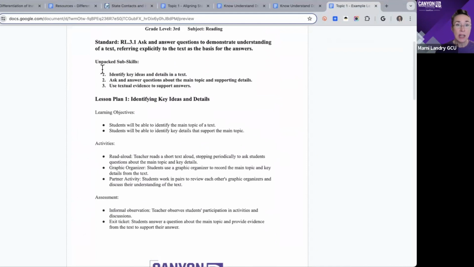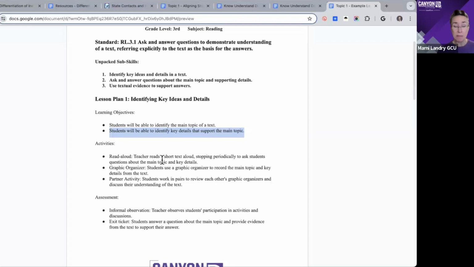What I've done here is I've taken each sub-skill, so here's sub-skill 1, and turned it into Lesson Plan 1, identifying key ideas and details in a text. And then I further broke them down into the learning objectives. They have to be able to do 2 things. They have to identify the main topic of a text, and they have to be able to identify the key details that support the main topic. From there, I can organize activities and learning experiences for them to reach those objectives, which is one part of that standard. Notice this is really just focusing on the skills, the things they have to be able to do.